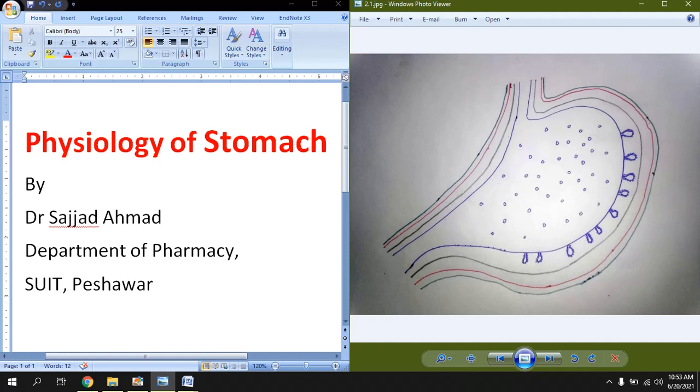Bismillahirrahmanirrahim. Today we are going to learn about the physiology of stomach. Stomach is the part of gastrointestinal tract that is responsible for the storage and digestion of food. To know about the complete physiology of stomach, we are going to the first slide.